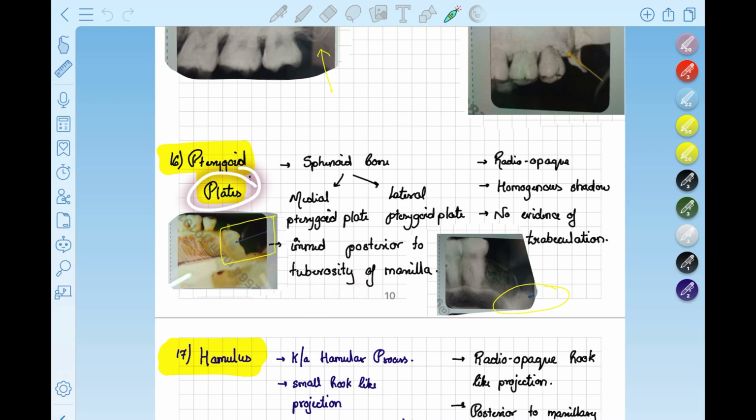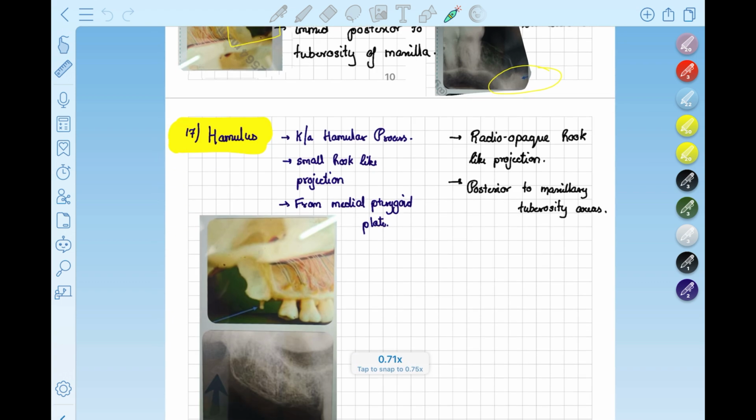As it is a plate, a part of bone, it will appear radiopaque, white or light in color, and it will show as a homogeneous shadow. No evidence of trabeculation is seen in the pterygoid plate. It is nothing but a homogeneous shadow. This was our pterygoid plate, which appears as a homogeneous shadow.